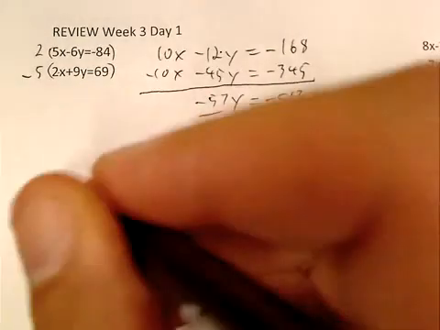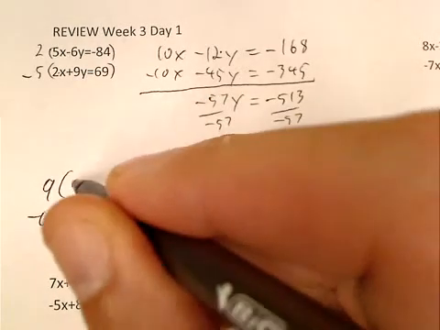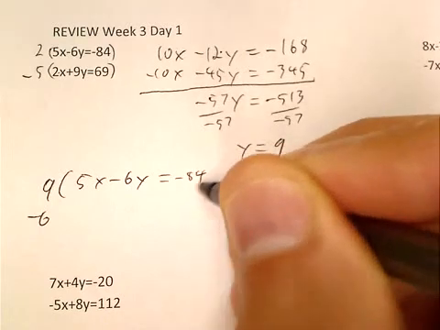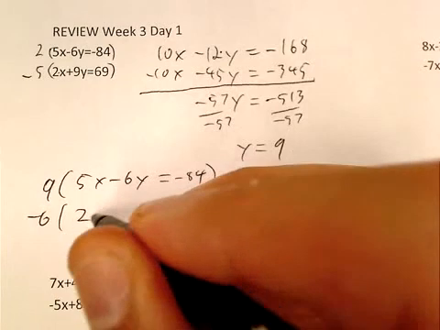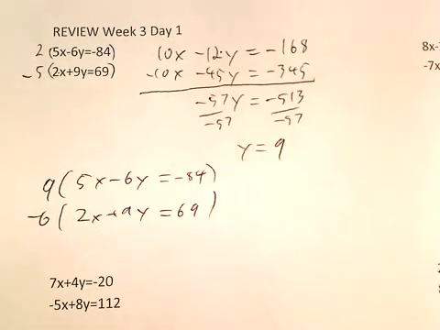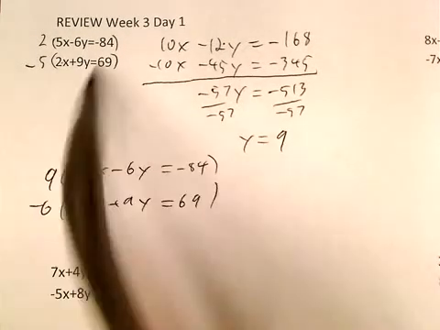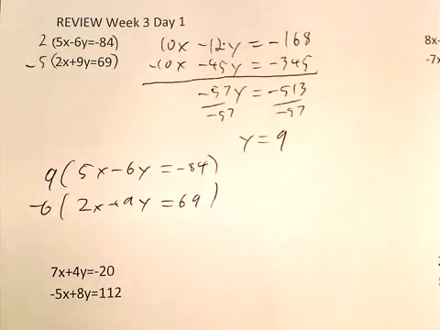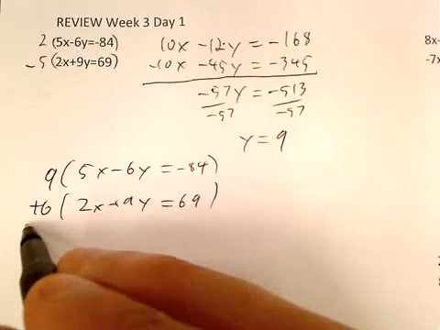I'm going to write this out again. I'm going to put a 9 on top and negative 6 on the bottom. So 5x minus 6y equals negative 84. And 2x plus 9y equals 69. So you can see that I copied the original two equations, except out front instead I switched the y's. Now remember, I have to change the sign of the second number, so let's make that a plus 6.